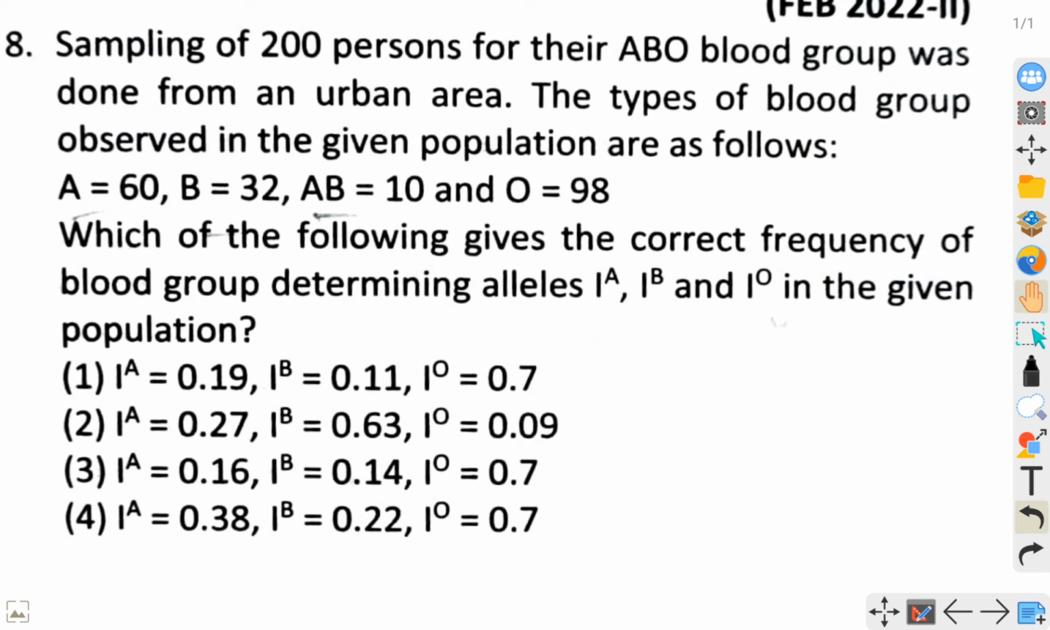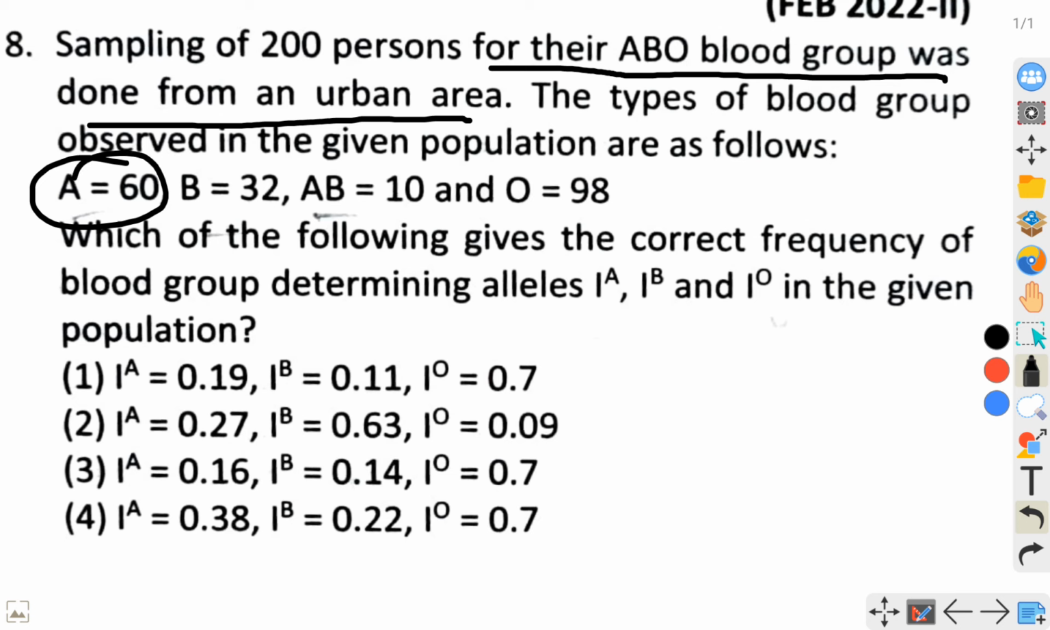Regarding the allele frequency and genotypic frequency of ABO blood group using Hardy Weinberg equilibrium law. Let's see the question. Sampling of 200 persons for their ABO blood group was done from an urban area. The type of blood group observed in the given population are as follows: A blood group 60, B blood group 32 individuals, AB 10 individuals, and O blood group is 98 individuals.